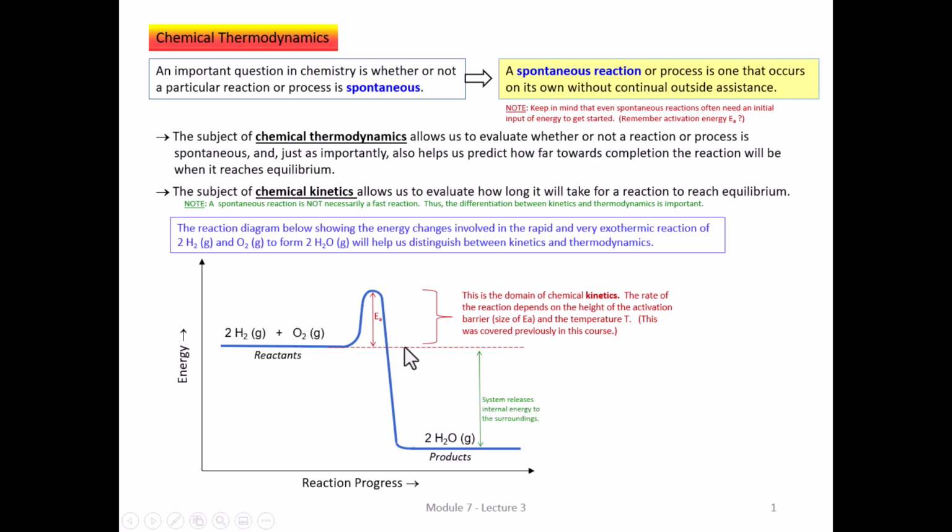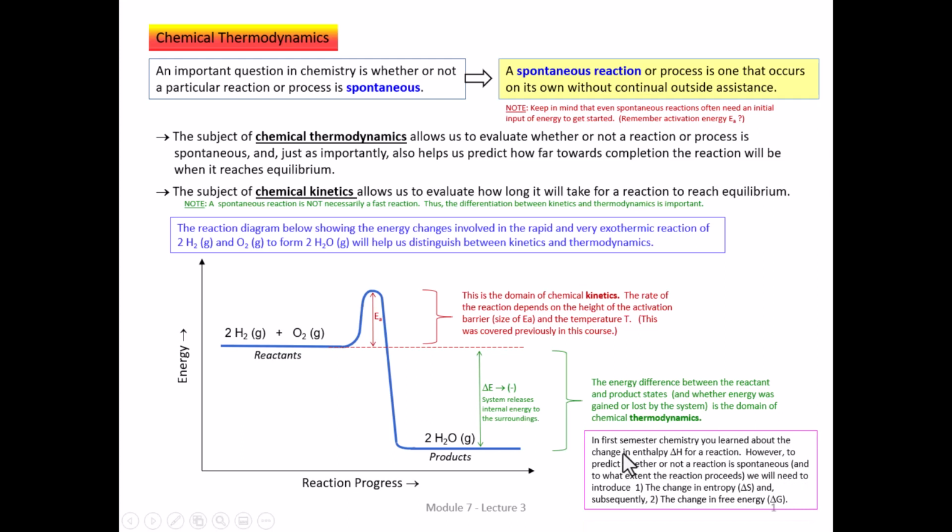When the reaction occurs, of course, you know that the system releases internal energy to the surroundings. The change in internal energy is thus negative. The energy difference between the reactant and product states, and whether energy was gained or lost by the system, is the domain of chemical thermodynamics. And that's what this module is spending time on.